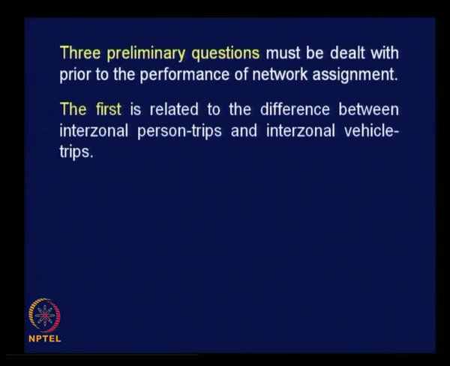So far, in all the 3 steps, we were dealing with person trips. Now we are going to deal with vehicular trips. You are not going to assign person trips on the roads or on the rail system, right. So it is concerned with vehicular movement. Traffic assignment or route assignment is concerned with movement of vehicles, not movement of persons. So this distinction has to be understood very clearly. This is the first point.